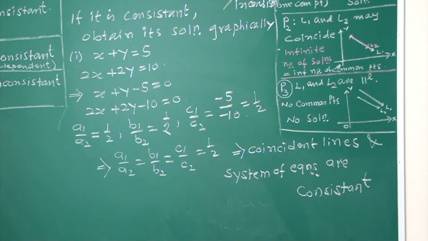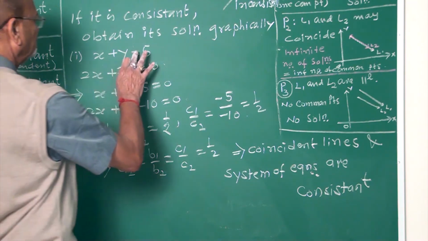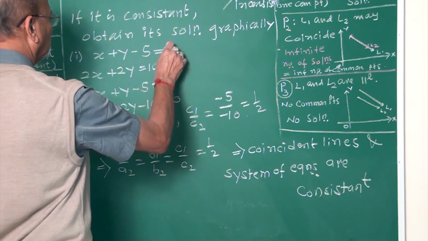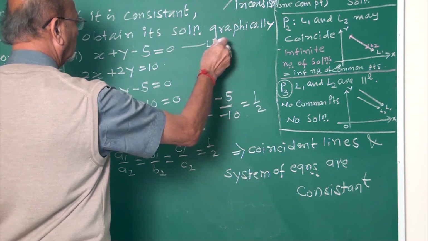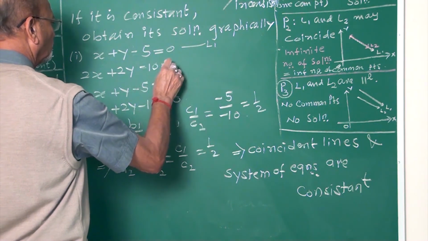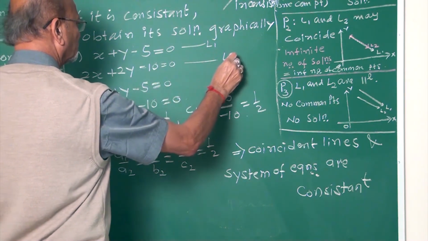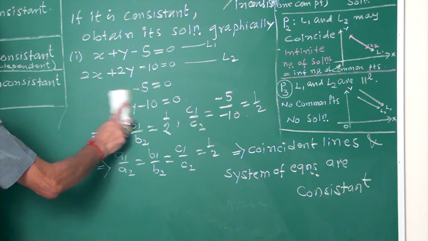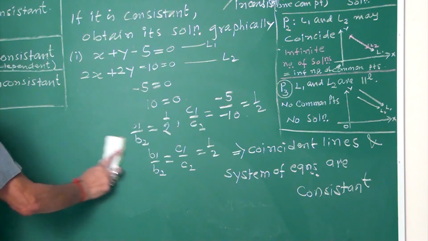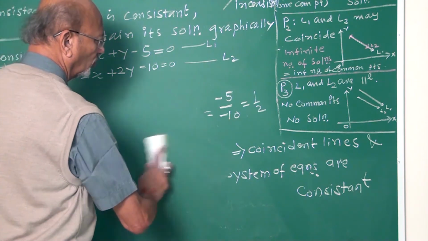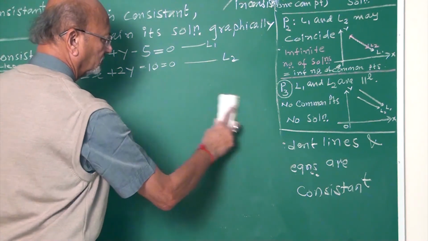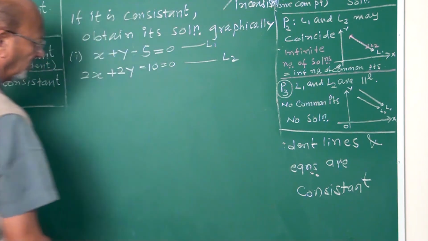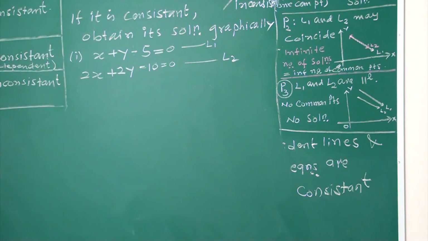Next, my friends, graphical representation. Yes, graphical representation. My friends, this is L1, x plus y minus 10 equal to 0. My friends, this is L2. You know how we have done so many examples to draw the graphs.